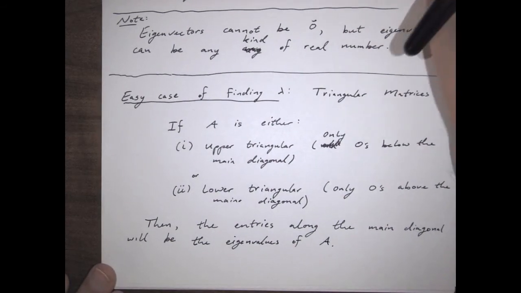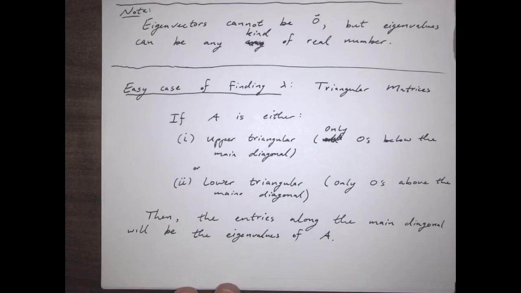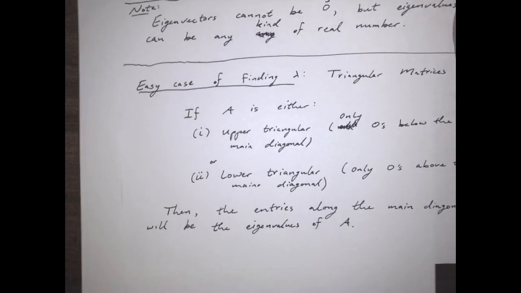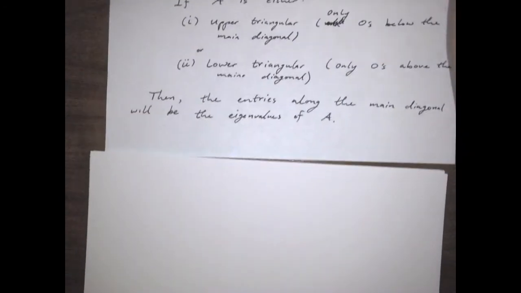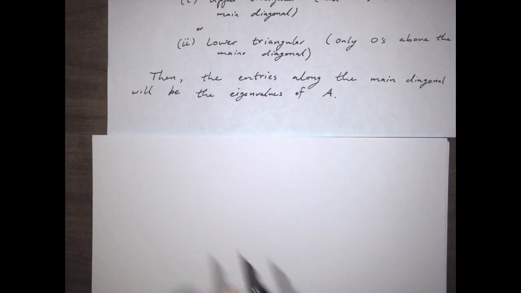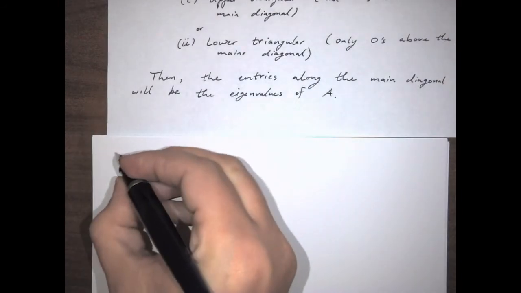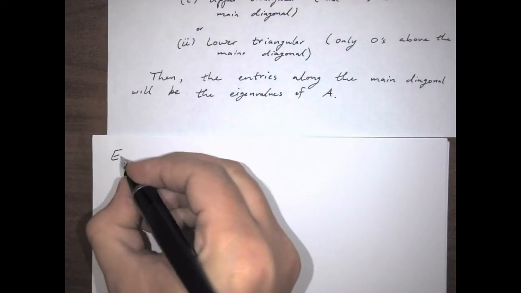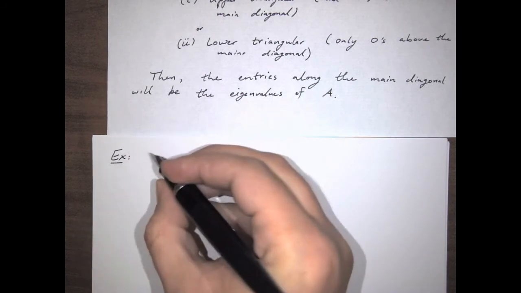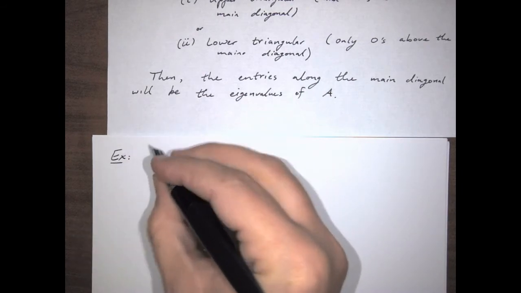So let's see an example of that, and that'll also explain why this is true. Let's take an example, and we'll make this one a little bit bigger. Find the eigenvalues and associated eigenvectors of the following.